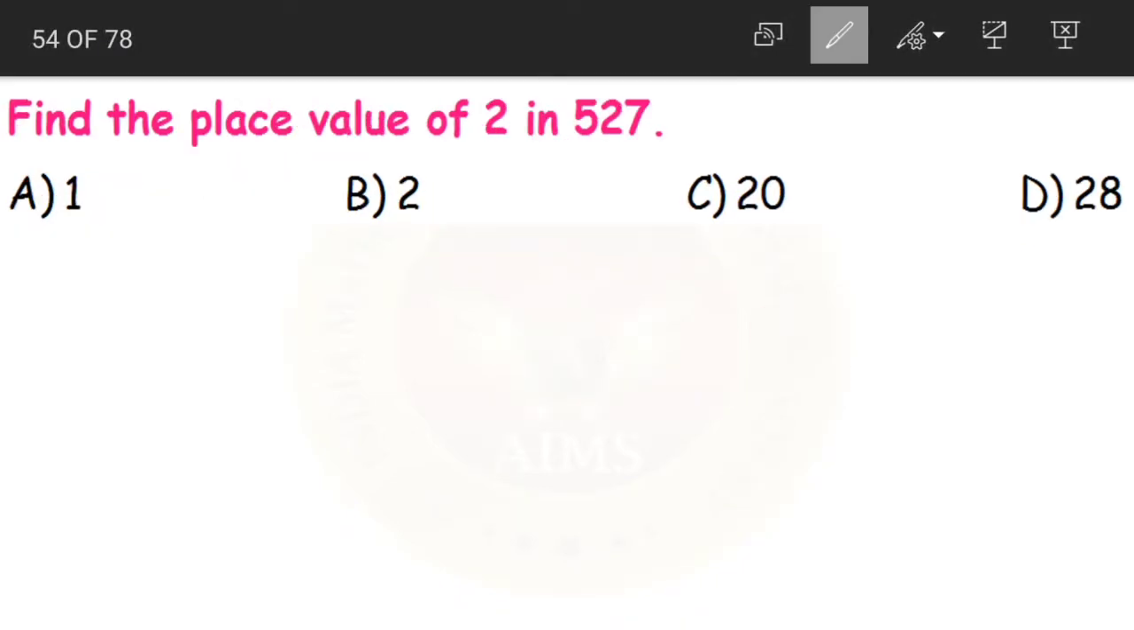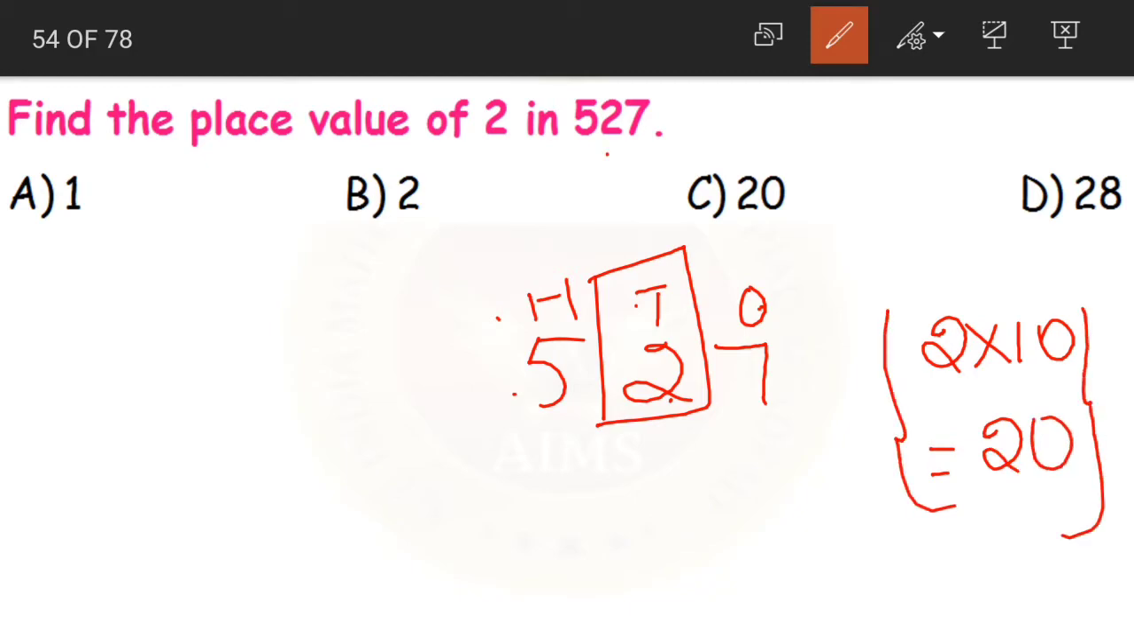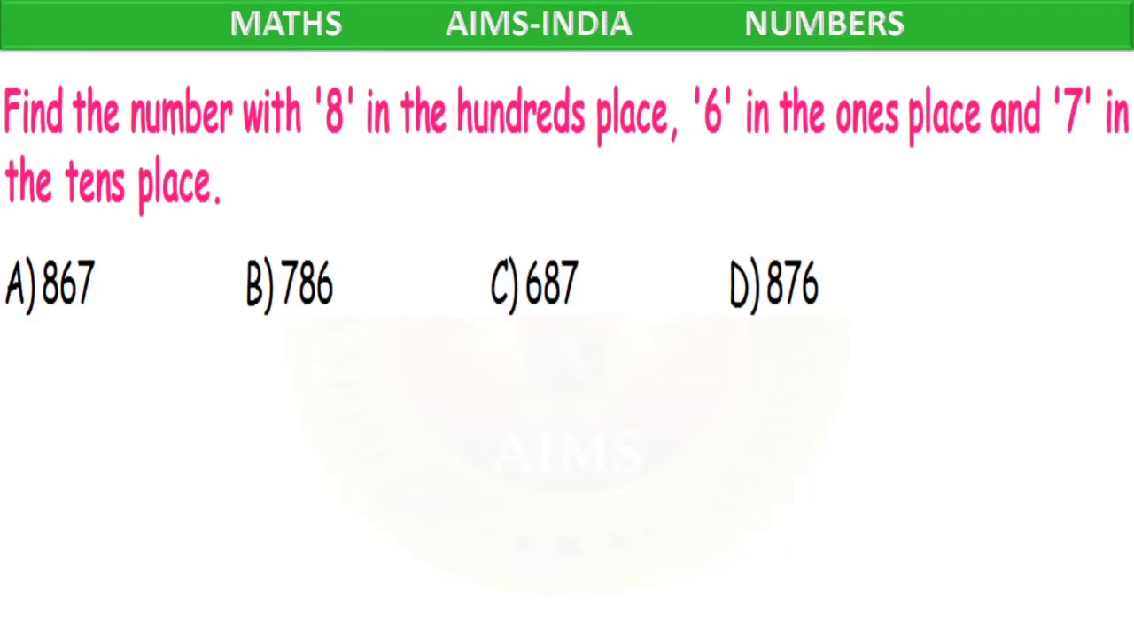Next question. What is the place value of 2 in 527? First step is to write the places, ones, tens and hundreds. 2 is in tens place. So its place value becomes what? 2 into 10, that is 20. Yes, this is one way of writing the place value. Or in the number 527, after 2 you are having how many digits? 1 digit. Yes, so after 2 you need to place 1 zero. That will become our place value. Okay children, option C, 20 is our correct answer.